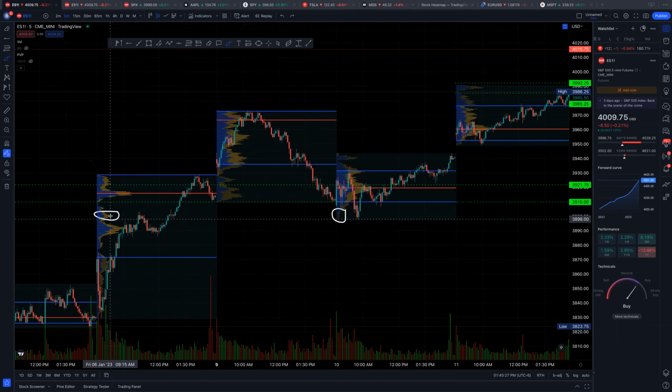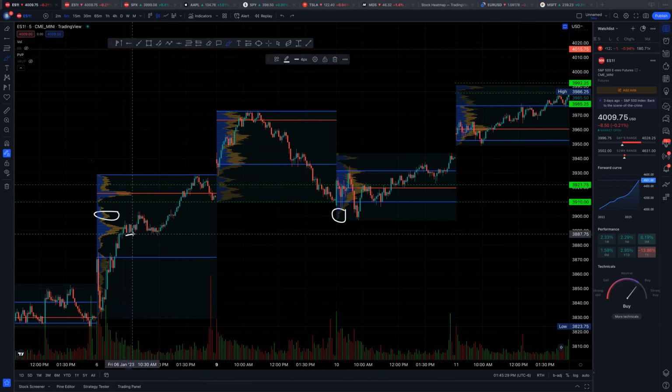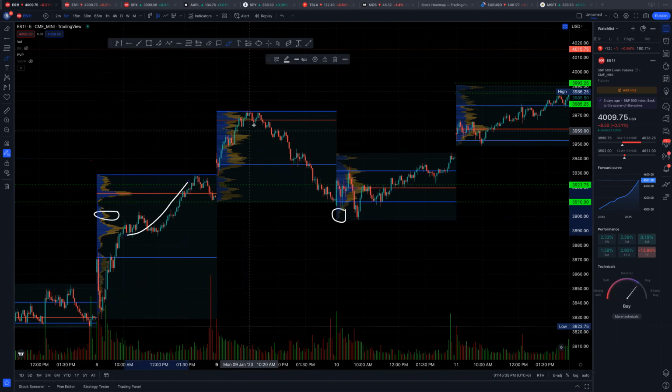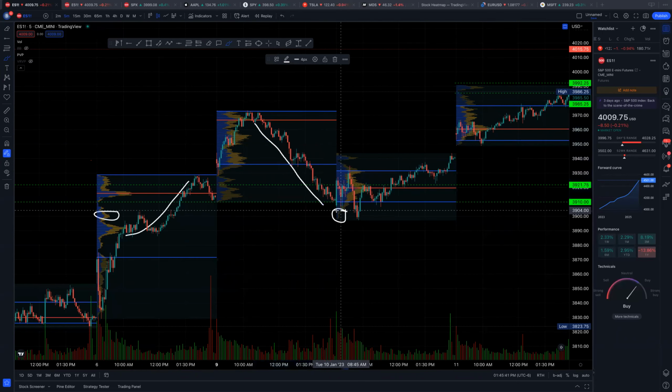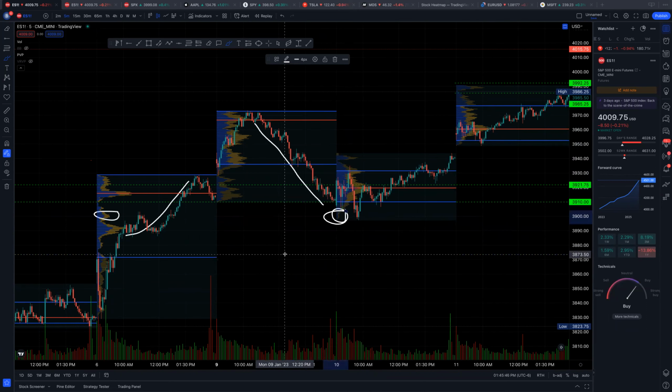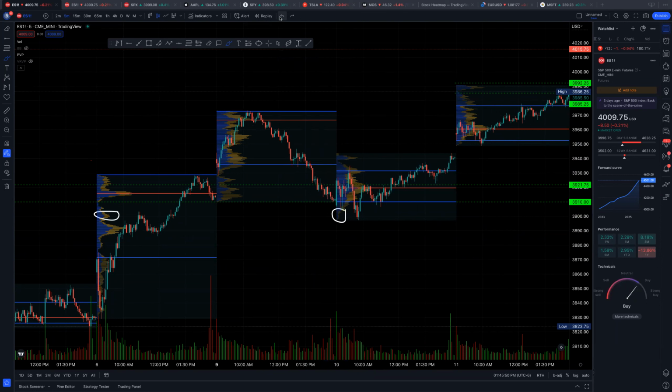But over here, we had the price moving up and we had a high volume node here. But here, the momentum is down and we don't have a high volume node. So what is that telling me? Sellers are seeing that price as unfair. So sellers might not be interested in selling here.